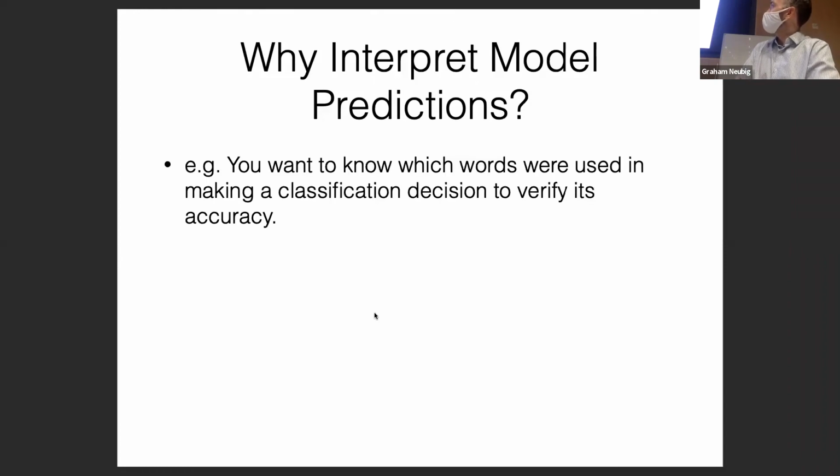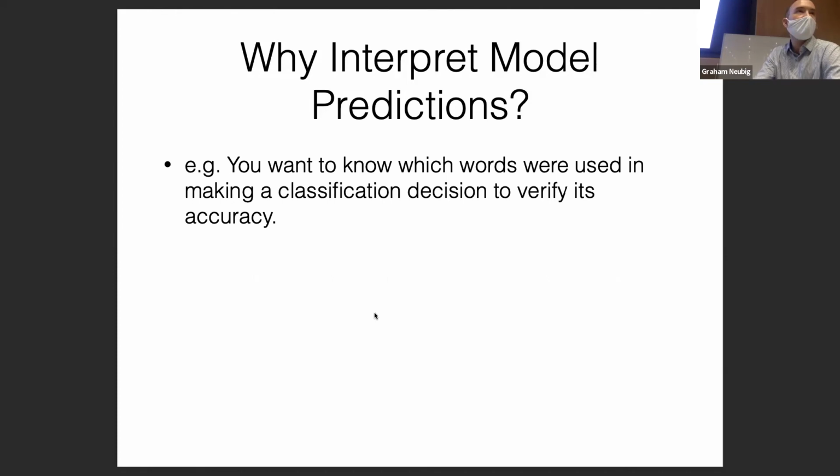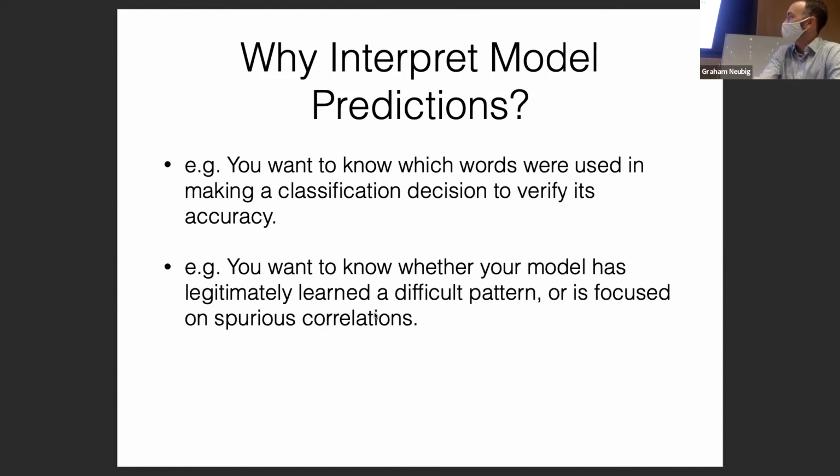So for example, you want to know which words were used in making a classification decision to verify its accuracy. So you have a big document and you'd like to know why the model made that prediction so you can verify that it was actually predicting based on the things you think it should be. You want to know whether your model has legitimately learned a difficult pattern or is focused on spurious correlations. So like, let's say you have examples that you think should require very long distance context in order to resolve.